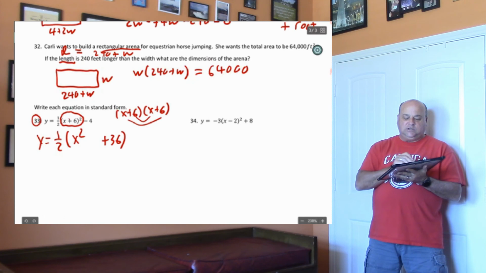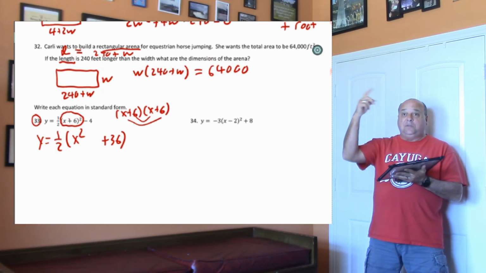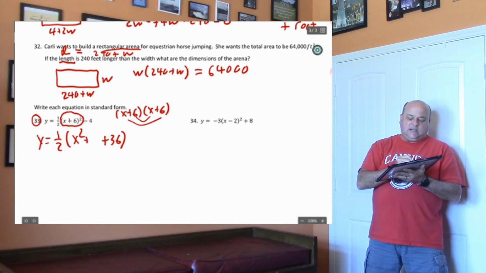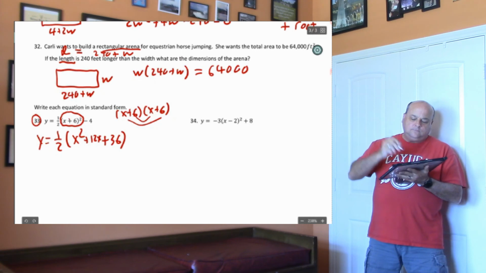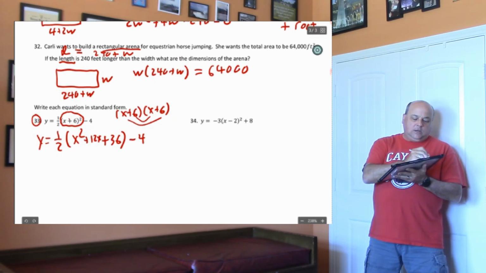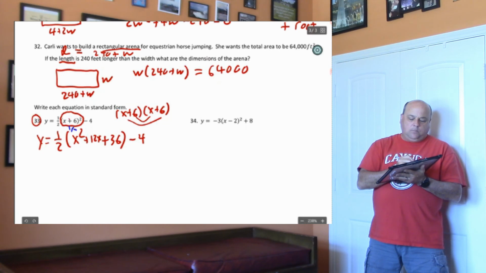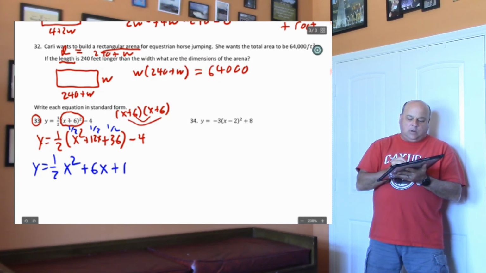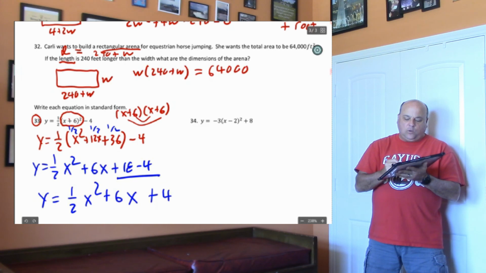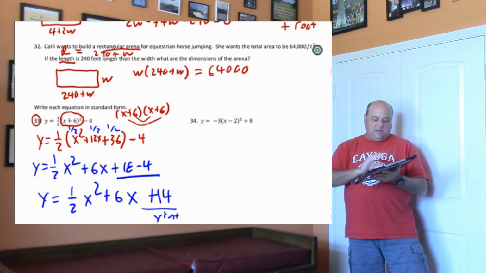Now I'm going to do my arches. 6 times x is 6x, but there's going to be 2 of them. 6x and 6x adds up to 12x plus or minus 4. Now then we're going to distribute the 1/2, aren't we? So y equals 1/2 x squared plus 6x plus 18 minus 4. Combine those two. 1/2 x squared plus 6x plus 14. And this is the y-intercept, right? Repeat the process on 34.